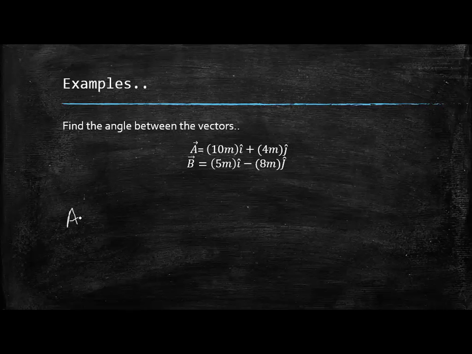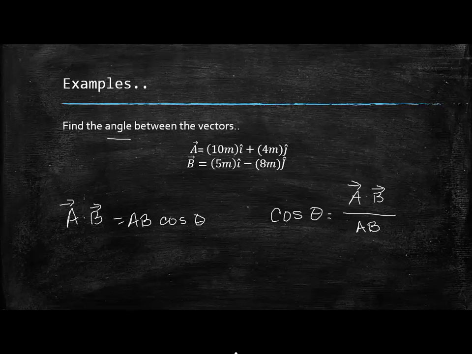Alright, so we know that the dot product between A and B is going to be equal to the magnitude times the cosine of the angle between those two vectors. The question wants us to find this angle, so that means the cosine of the angle between these two vectors is going to be equal to the dot product of them divided by their magnitudes multiplied together. So the first thing we have to do is to find A dot B.